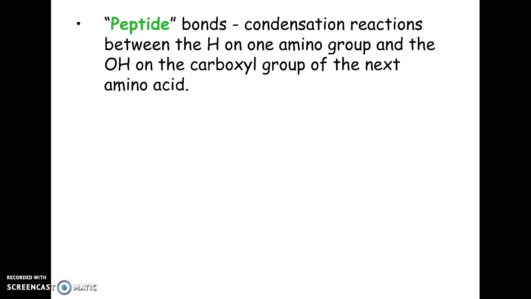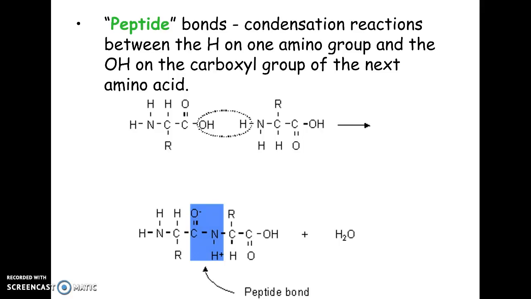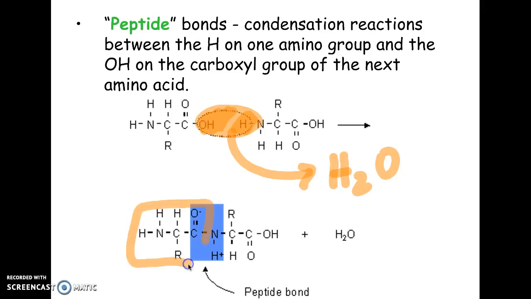What hooks the amino acids together into a chain are called peptide bonds. And a peptide bond is just the same exact reaction we've been talking about. Condensation or dehydration synthesis reaction. OH and H, hydroxyl and hydrogen. The OH from one reacts with the hydrogen from the other. They form a drop of water. That water is going to leave. And what you're left with is now going to be a peptide bond, 2 amino acids connected together.